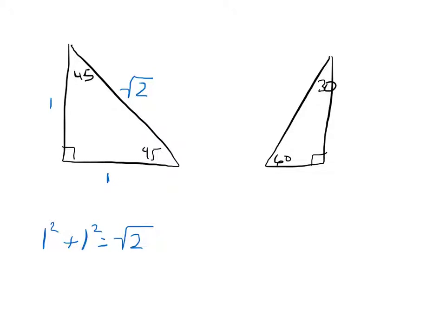So in a 45, 45, 90 triangle, we can say that these two sides will match, and this will be the square root of the sum of the squares of each of those. So the hypotenuse here, the long side, is the square root of 2. Over in the other triangle, we're going to assign a 1 again, even though they're not similar, but we're going to assign a 1 to that side.